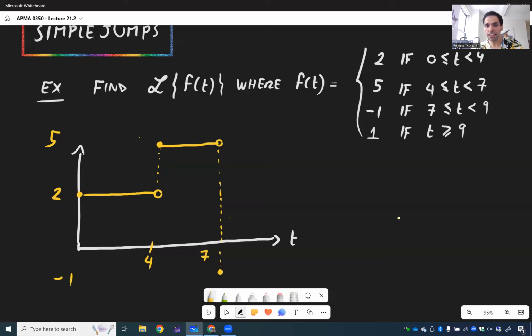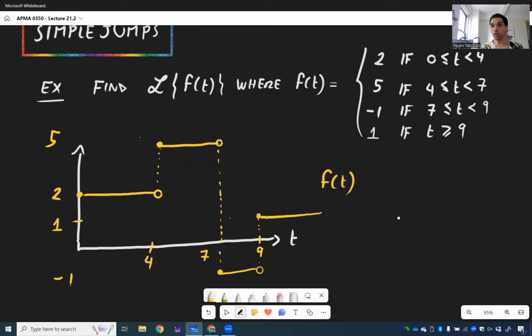And then at 9, it jumps up to 1. Maybe like this. And then it goes up to the value 1, and it just stays at 1. So this is what f of t looks like.